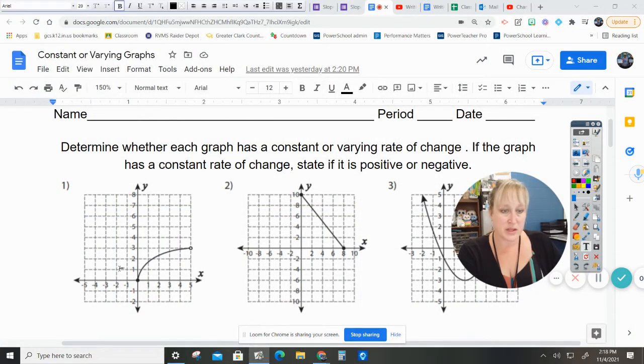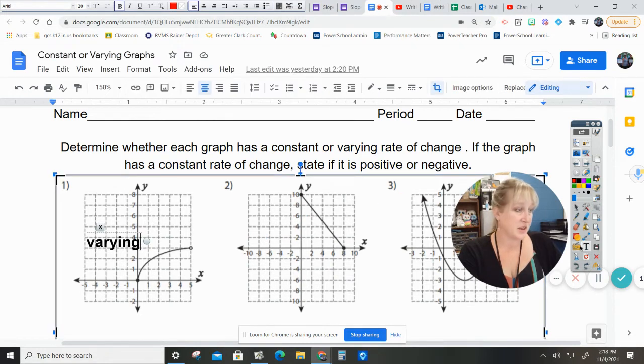So this one looks like it is not constant. So we will say varying. It has a varying rate of change. This one is a constant rate of change. And I need to think about whether or not it goes downhill or uphill. So this is constant. And since it's going downhill, that is negative.